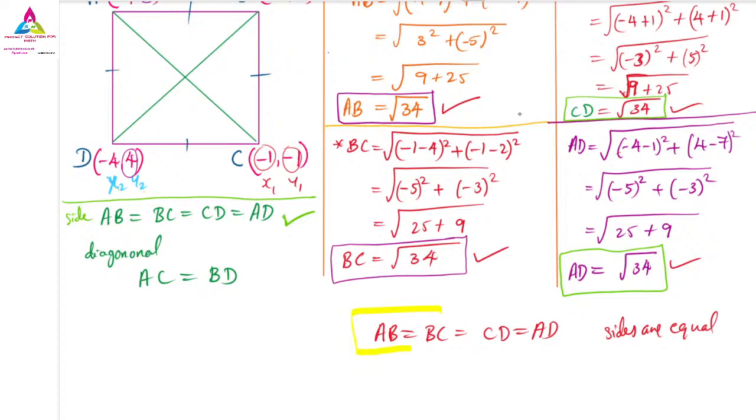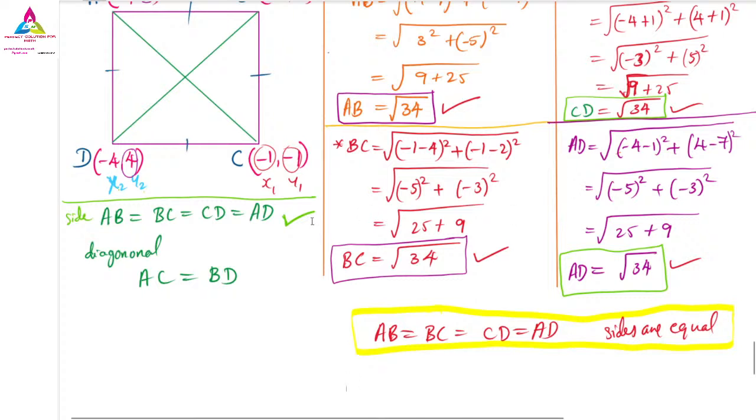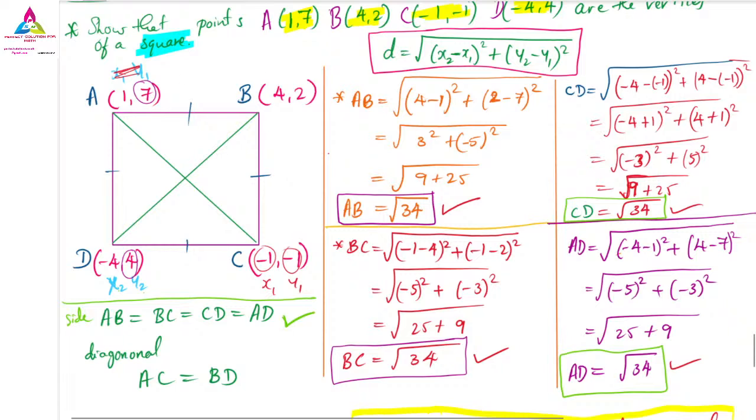But this is not the end, because if these four sides are equal, then it is considered as a rhombus, not yet a square. So we have to prove now that the diagonals are also equal. So again we have to find AC now, and again we have to find BD also. Yes, so let us see that.